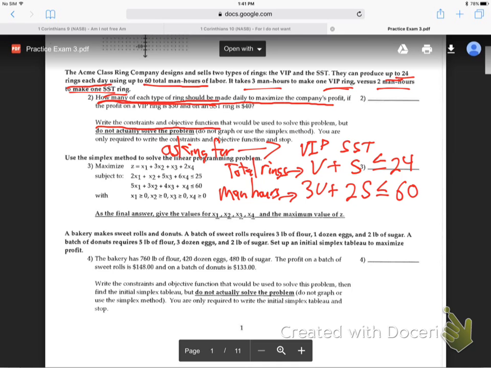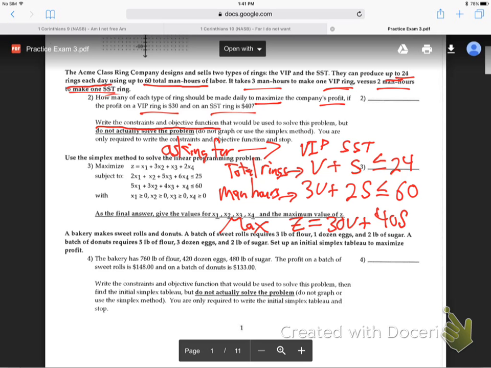And then the other thing is the objective function. What's our objective? What are we trying to make the most of or the least of? Most profit or least cost is always how it is. And we're trying to do most profit, right? Maximum profit. So you want to maximize the profit. And what is the profit? We go Z equals, for the profit, 30V plus 40S.